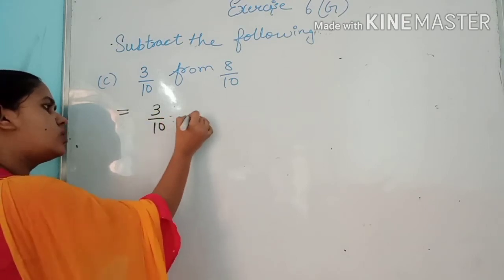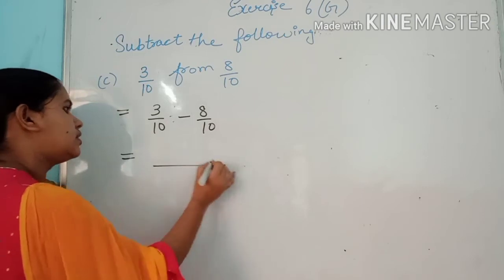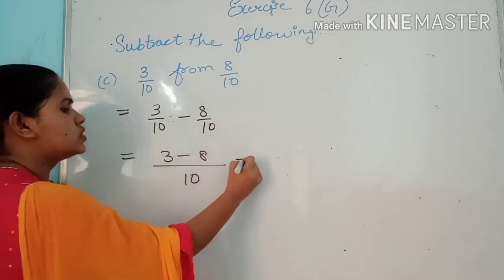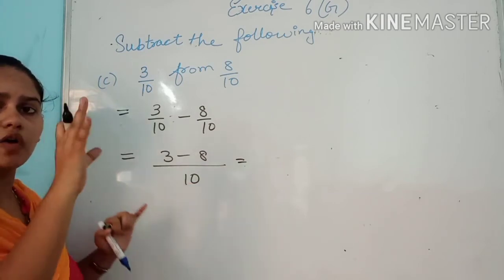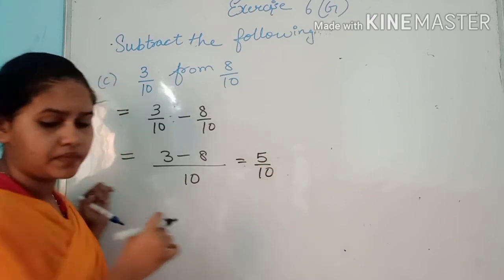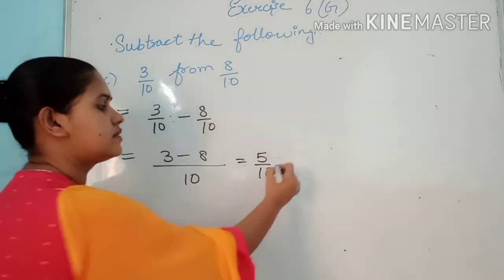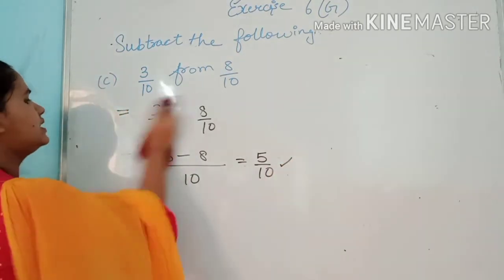First we will show this one as a minus sum, as I have shown here. So take one denominator 10, and 8 minus 3. So when we subtract 3 from 8, how much is left? 5. 5 over 10. Okay students, you can see our C answer is 5 over 10. Right? Let's do the other one.